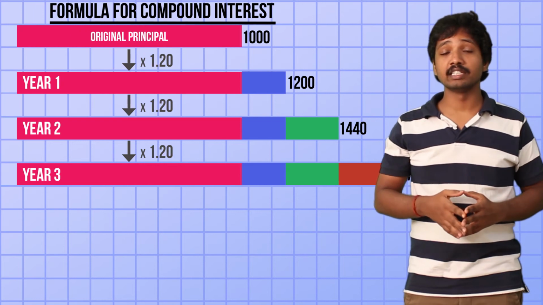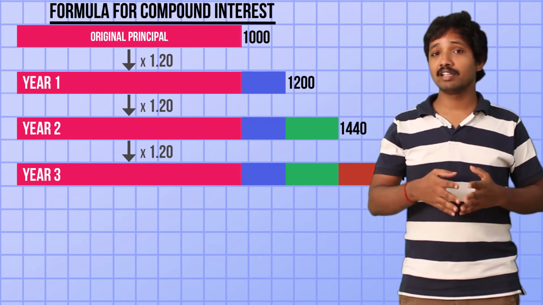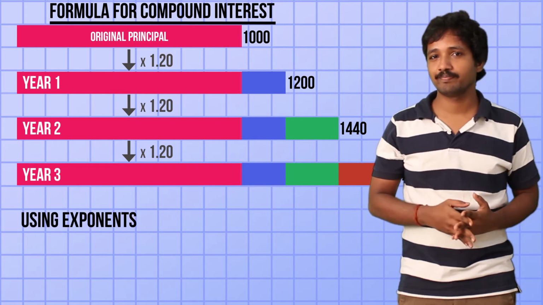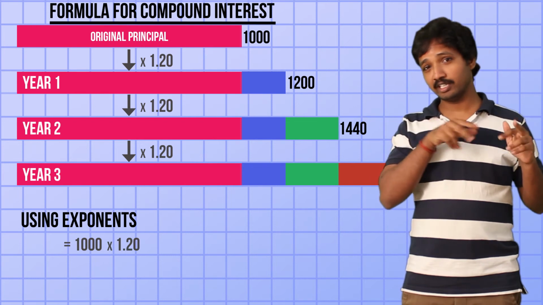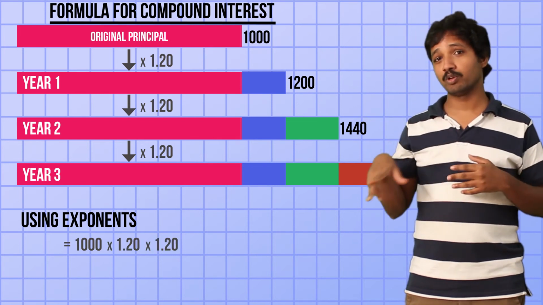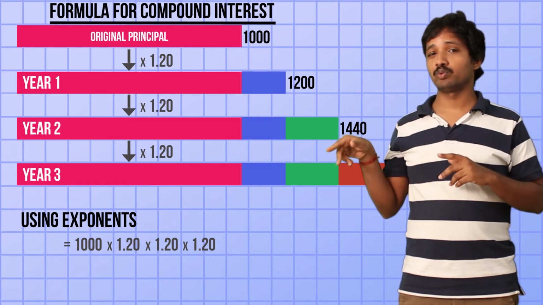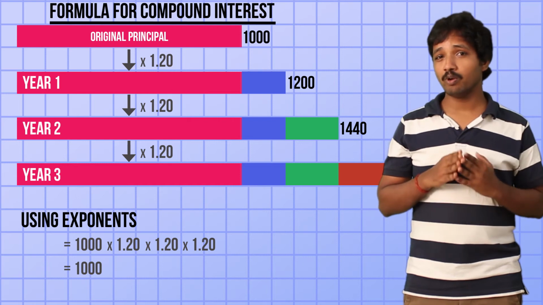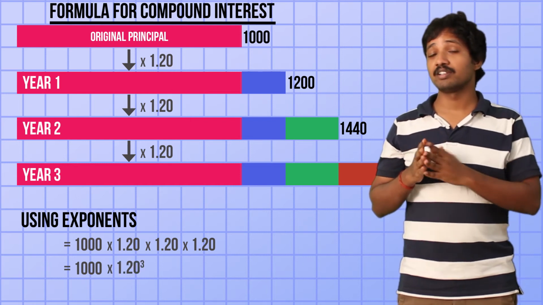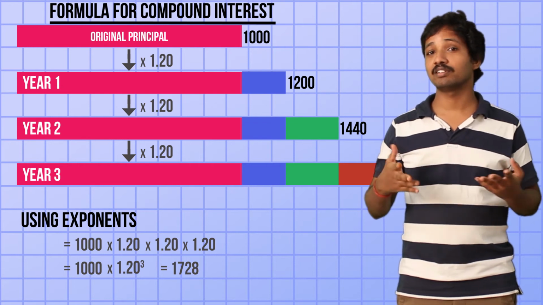This is far easier than the previous method, right? We can make it even easier than this by using exponents. What we did is 1000 into 1.2, again into 1.2, and a third time into 1.2. So it is 1000 into 1.2 three times. So we write 1000 into 1.2 power 3, which is equal to the amount you require, 1728.